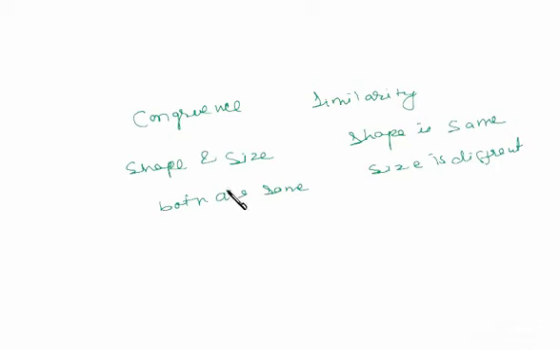Till now we have discussed the difference between congruence and similarity. In case of congruence, shape and size both are the same. In case of similarity, only shape is the same, size is different.